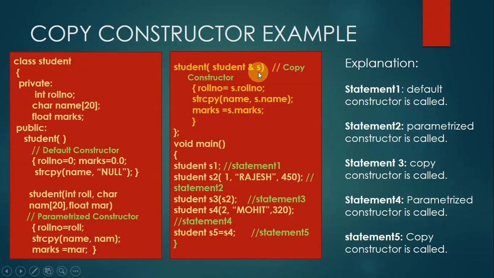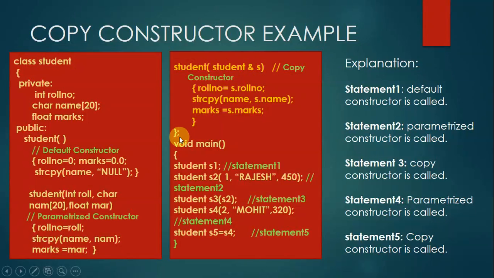And what we have to do now is copy the data members of this object to the newly created object. So I'm saying roll number equal to s dot roll number, strcpy name comma s dot name, and marks equal to s dot marks. So let us see how this function executes. When we call this function in main, it will become more clear to you.